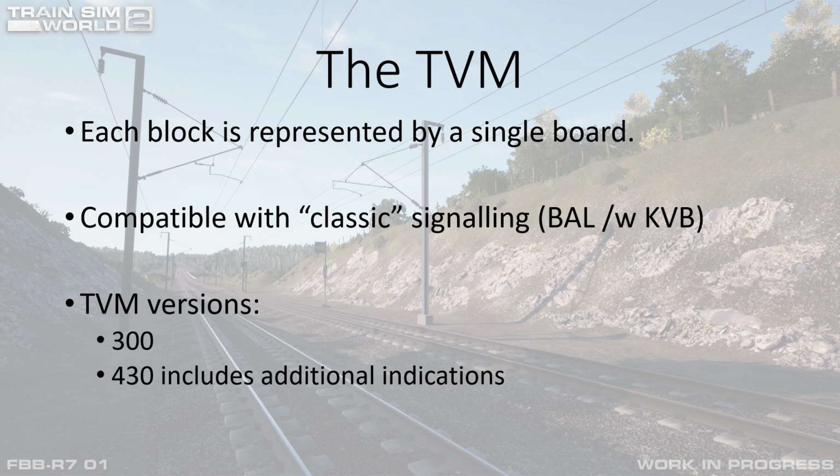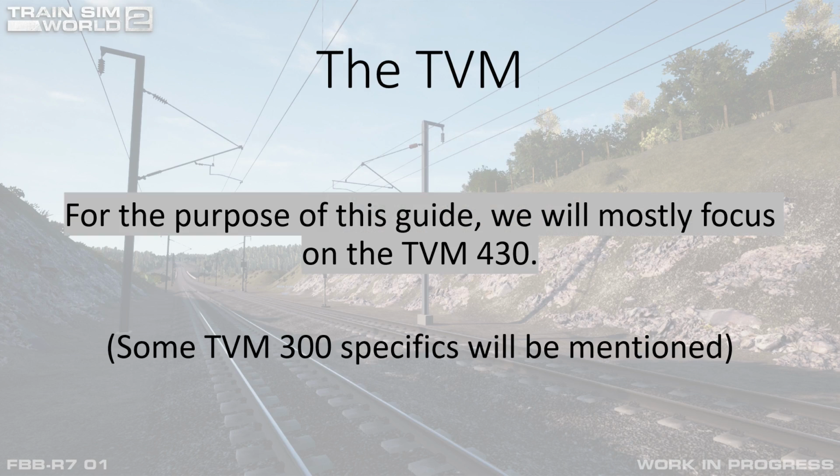The TVM also includes two versions. The TVM 300, which was the first version developed in the 70s with the TGV Southeast project, later developed into the TVM 430, which includes additional indications. For the purpose of this guide, we'll mostly focus on the 430 version of the TVM. I will still mention some of the specifics of the 300 version.